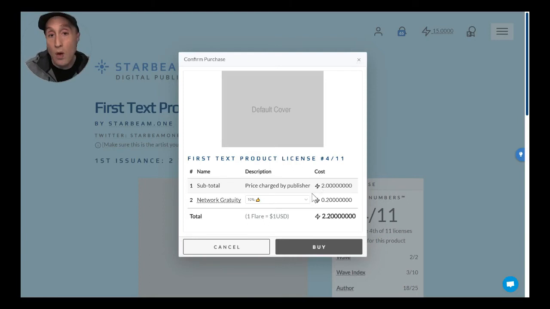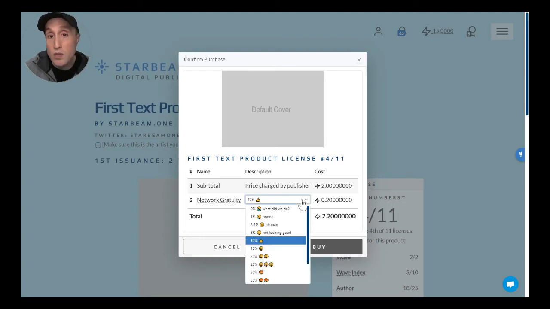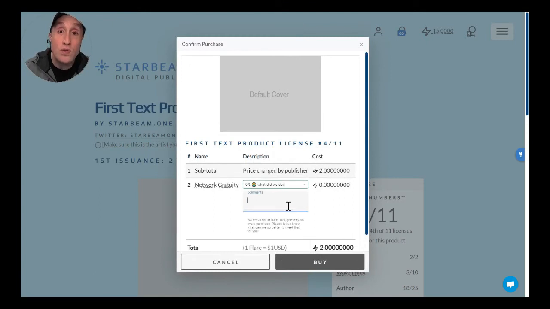And so, again, this is the 10% that we're looking for, right? And so you can choose. I've got some emojis there to help out how we feel about this gratuity, but you can choose 0, right? And if you do choose 0, you can just put a comment.